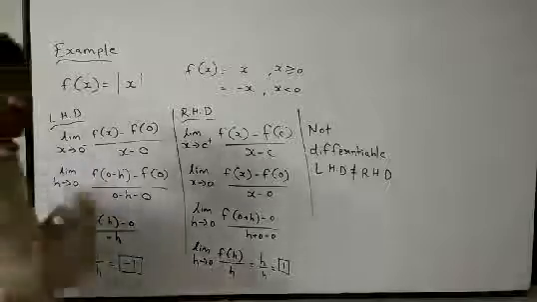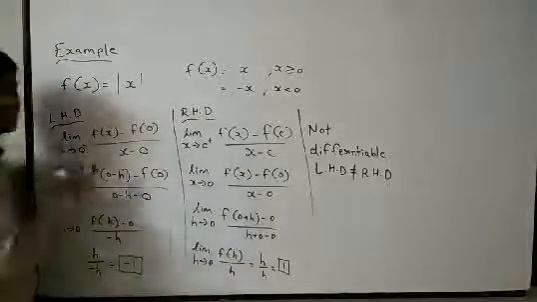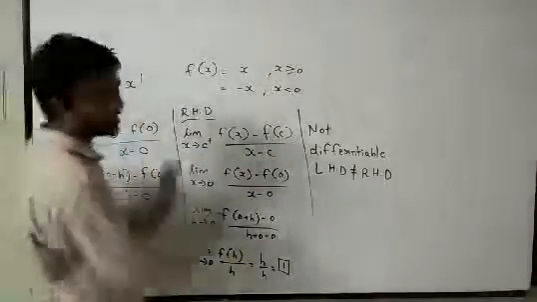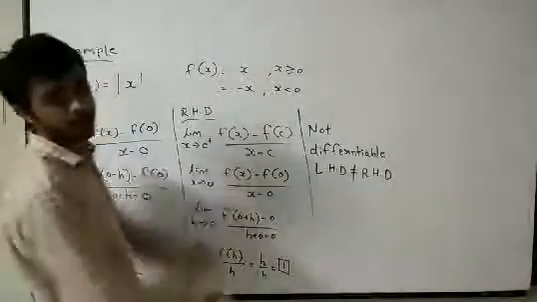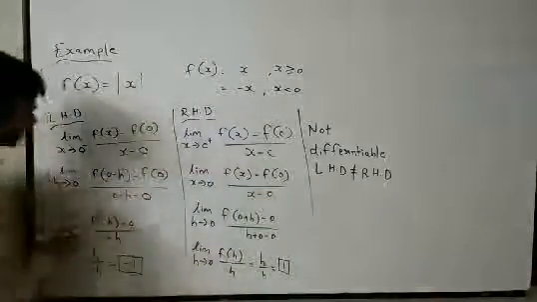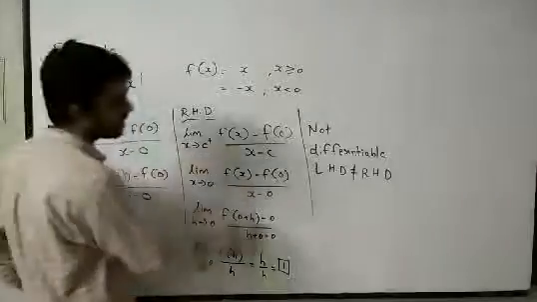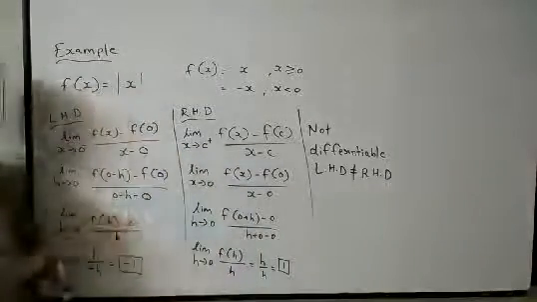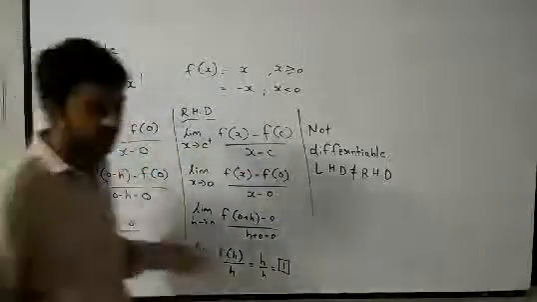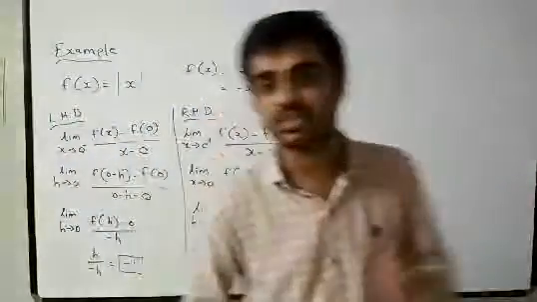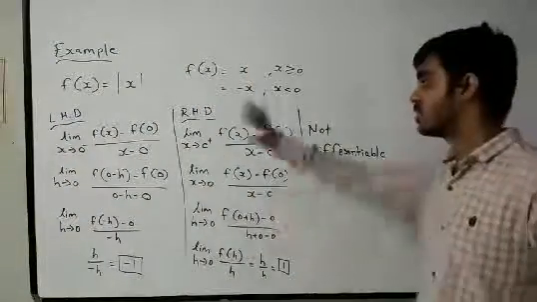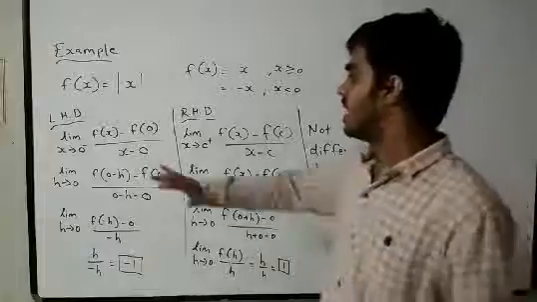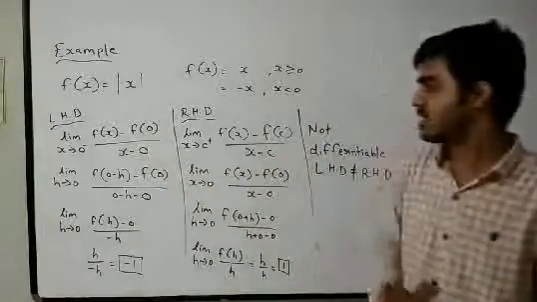See, in continuity what we were checking, we were checking the left hand limit and the right hand limit, and then we were checking at that point. But here the left hand derivative is not equal to the right hand derivative. So if both the derivatives are not equal, then we cannot say that the function is differentiable. So here, see how we are going to check the answer.